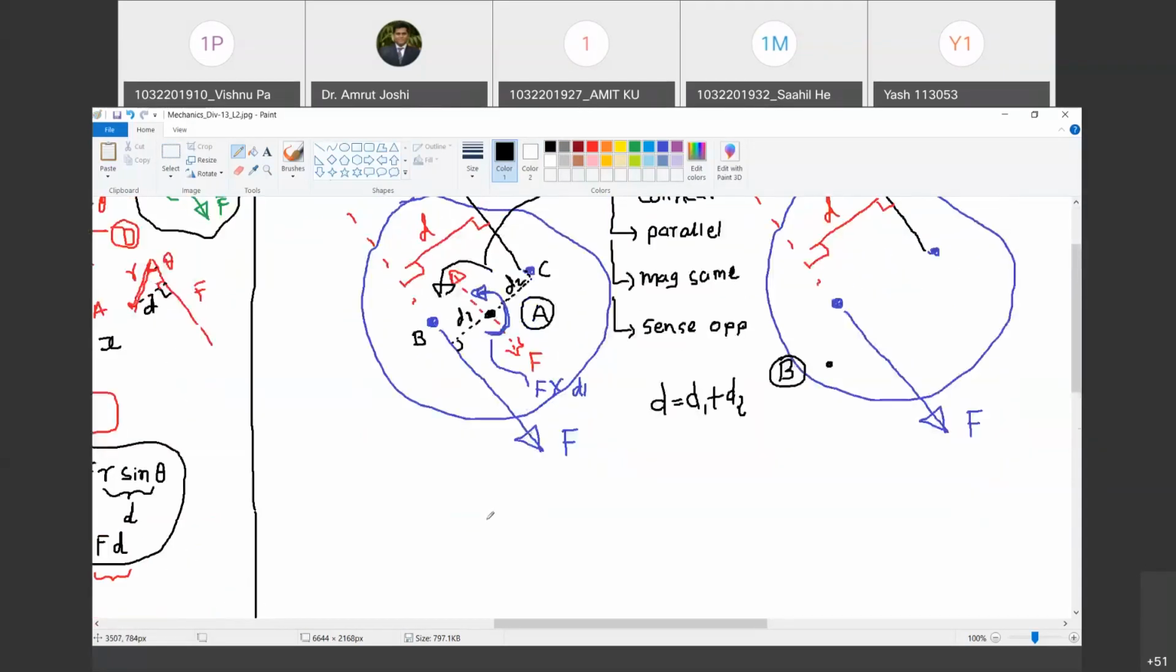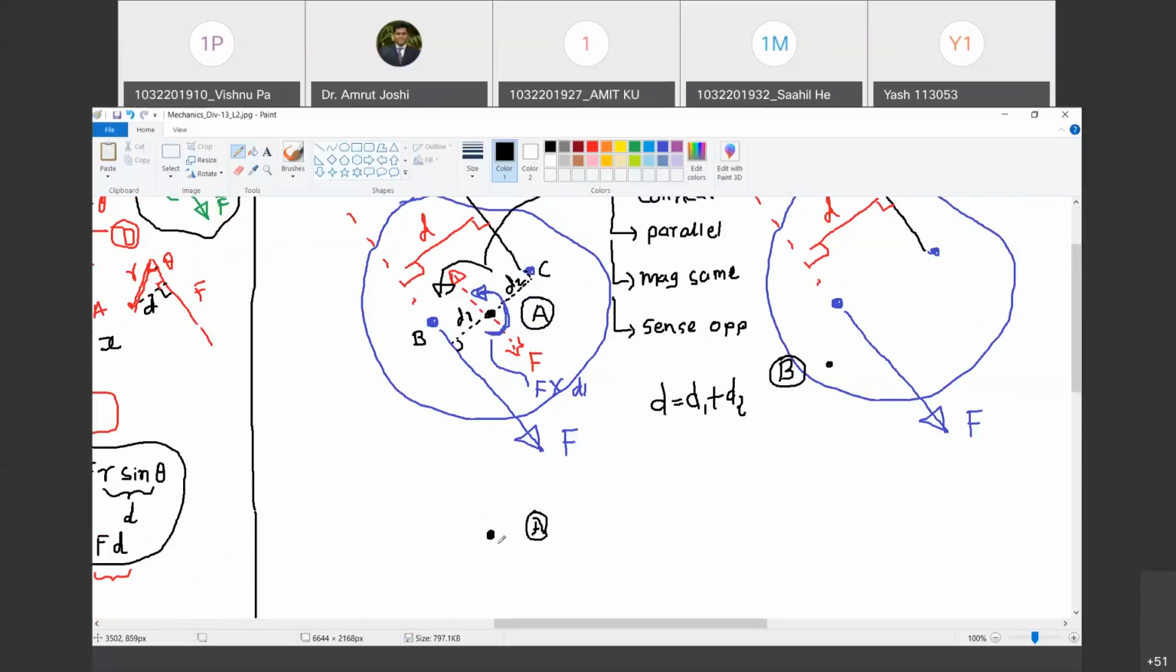Are you with me? Yes, sir. Now let me take this point A here once again. This F and this F, their magnitudes are same and their directions are opposite. So net force acting on this point A will be 0. Do you agree with me? Yes, sir. So there is no net force acting at A.